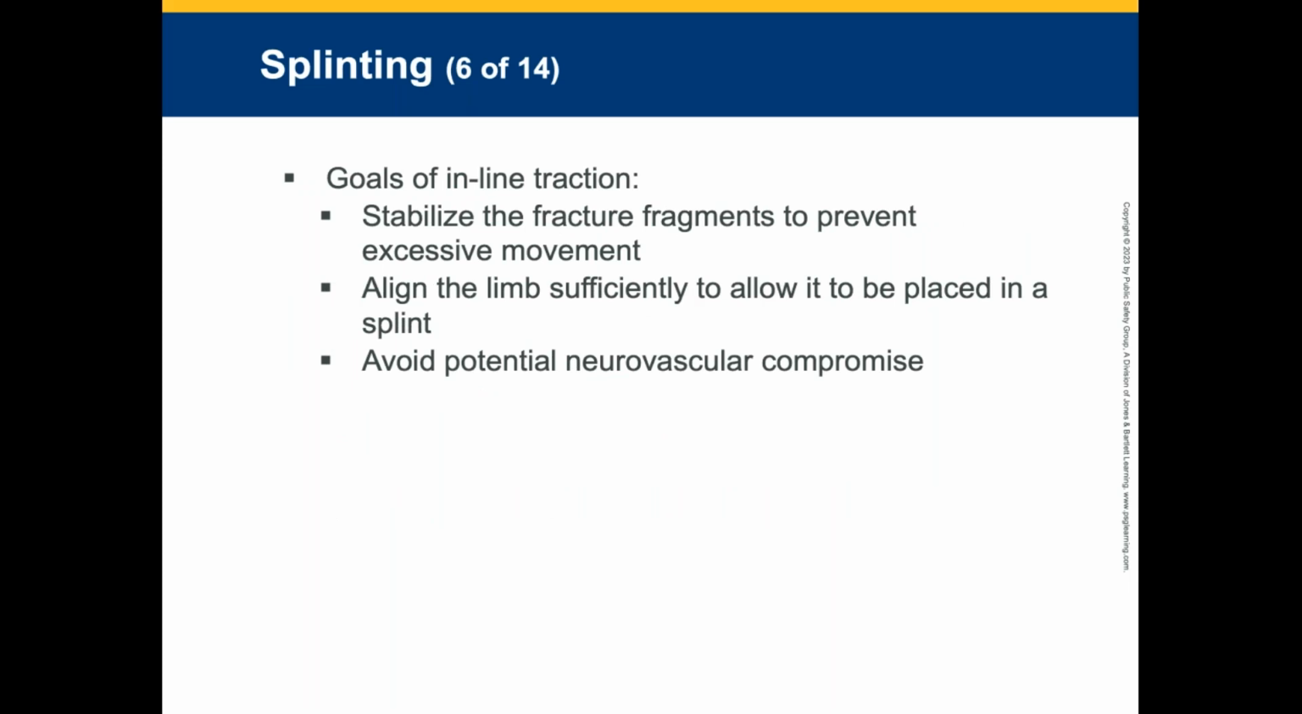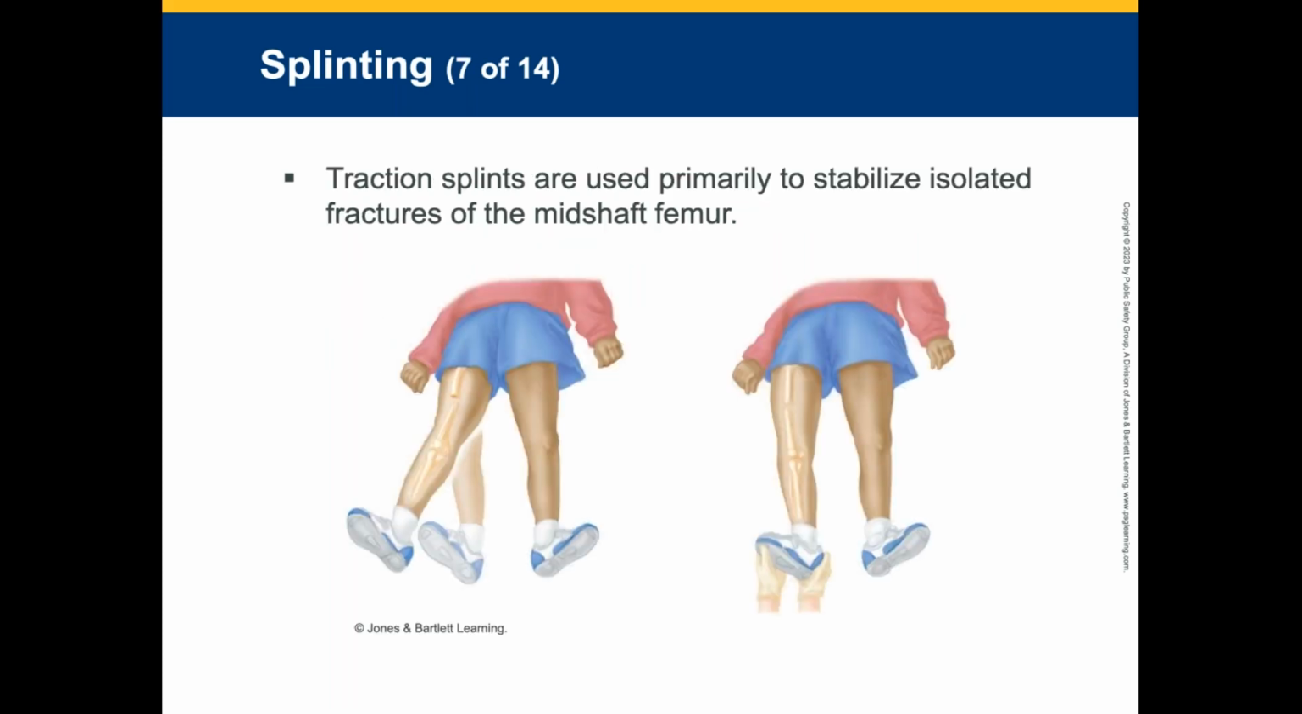The goal of inline traction is to stabilize the fracture fragments, prevent excessive movement, and align the limbs sufficiently to allow it to be placed in a splint. Avoid potential neurological or neurovascular compromise and use the least amount of force necessary, as you can see here. So if it's a mid-shaft femur, we're going to bring it back in line. We're going to be going medial, or what they call adduction, adding back to the body, and we're going to pull tension in that direction.